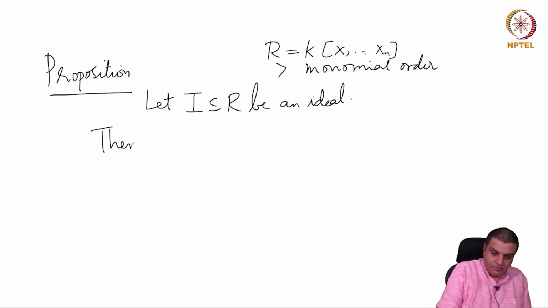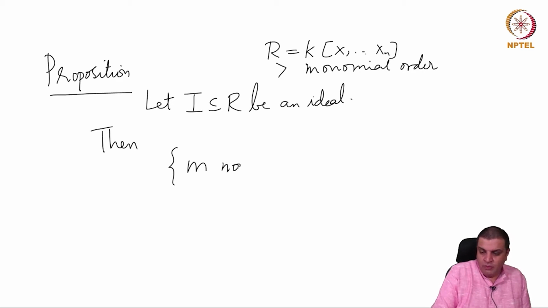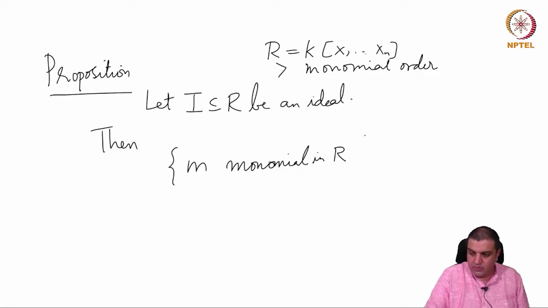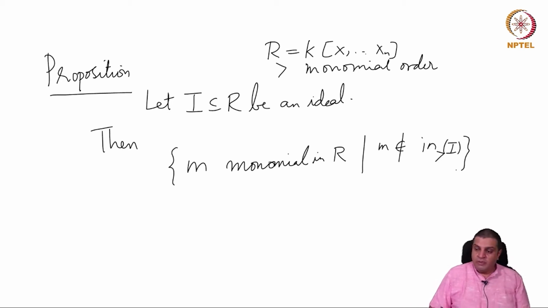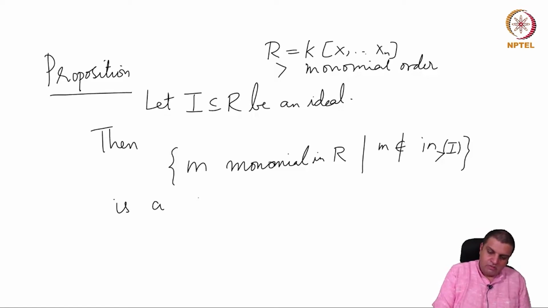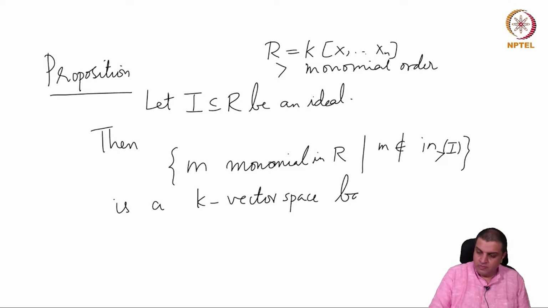Then the set of monomials M in R such that M is not in the initial ideal of I, the complement of the initial ideal of I in the set of monomials, is a K vector space basis of R mod I.